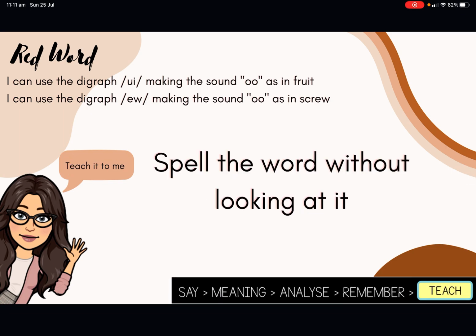Okay, have a turn at spelling the word screw without looking at it. Now, like I said last week, if you don't have anyone around at the moment who can double check that you are spelling the words correctly, that's okay. Still have a turn at spelling it without looking at it. And at the end of our mini lesson, when I display all the words up on the screen, you can double check your spelling then. Okay, so have a turn at spelling the word screw.